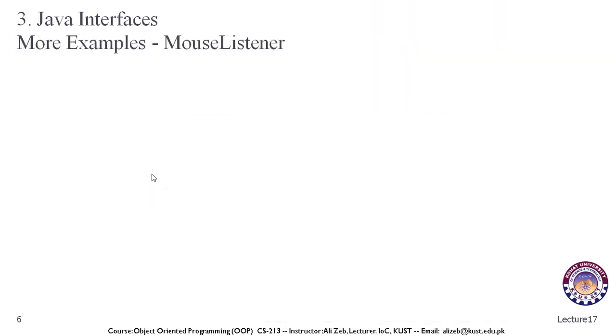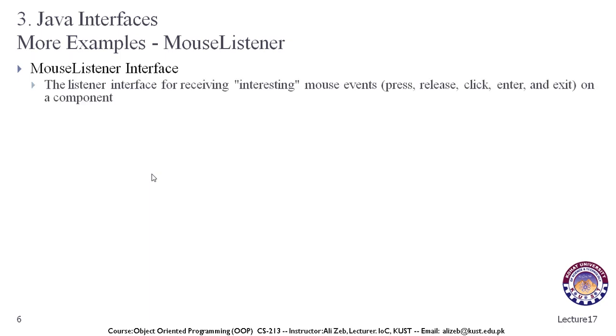Now interfaces are very frequently used in Java, especially when we use graphical user interfaces. In those situations, you will find loads of interfaces that are used in Java. One example is the MouseListener interface. The listener interface for receiving interesting mouse events: press, release, click, enter, and exit on a component.